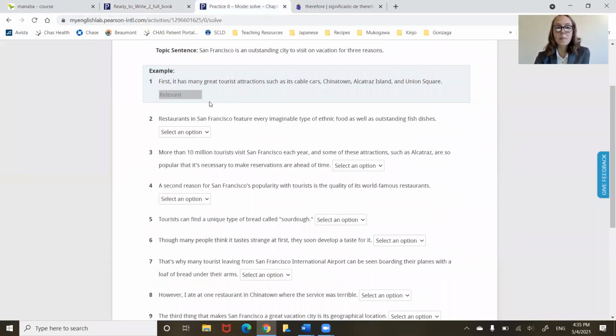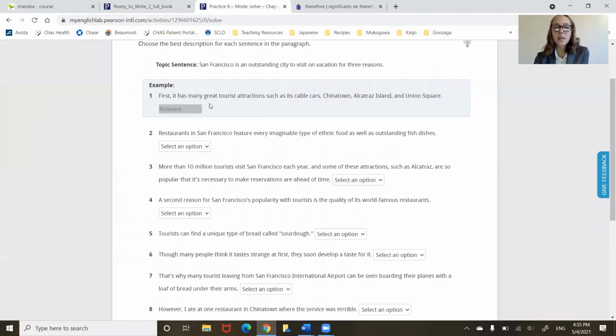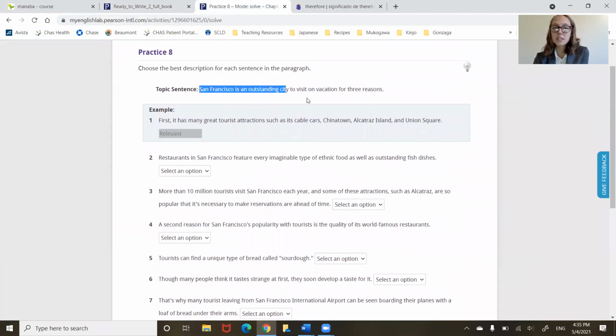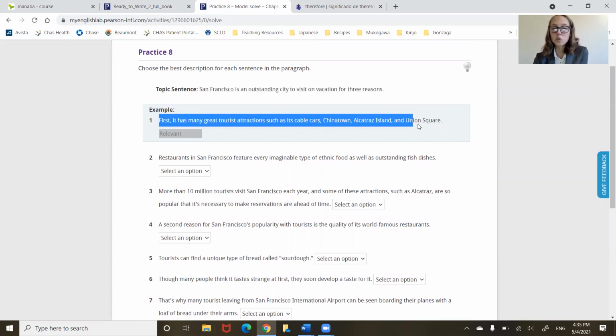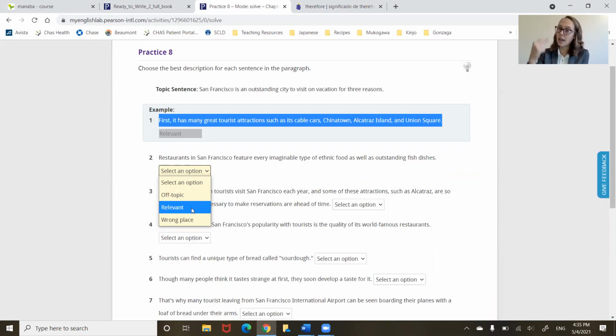So what you're going to do is imagine this is a paragraph and it starts, San Francisco is an outstanding city to visit on vacation for 3 reasons. First, it has many great tourist attractions. So you're going to have to look and say, is this off topic? So is it talking about something else? Relevant, is it good? Is it connected to the topic sentence? And wrong place. So it's a good sentence, but we need to move it somewhere else in the paragraph.